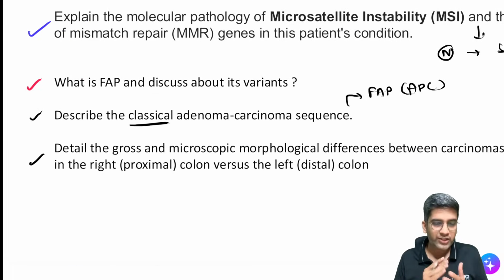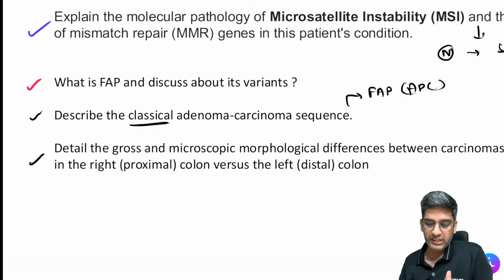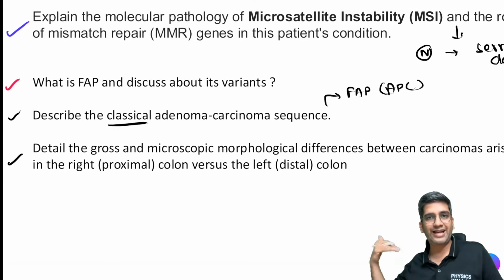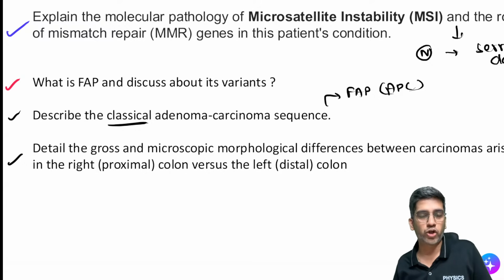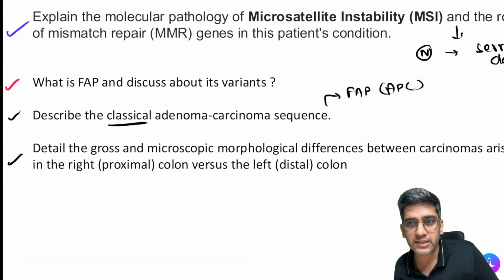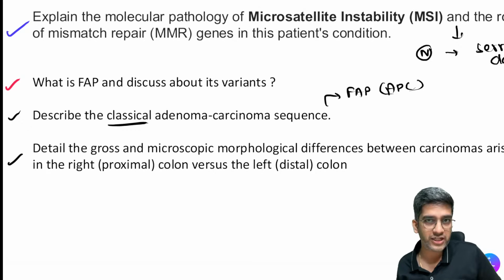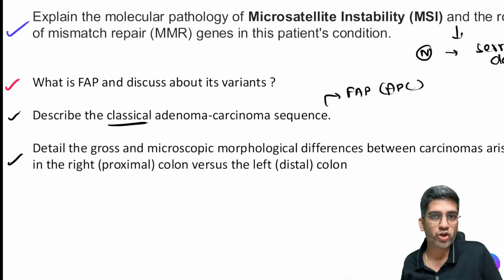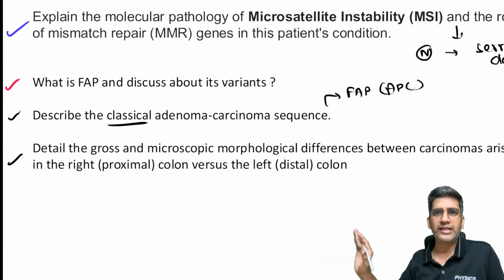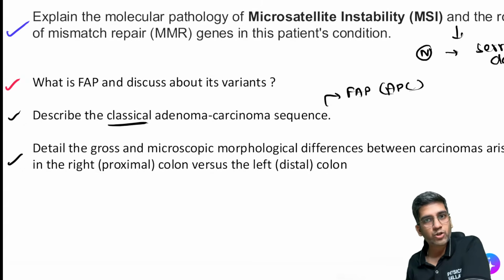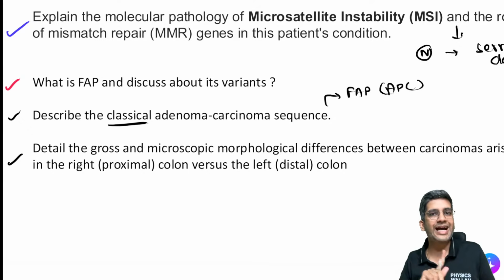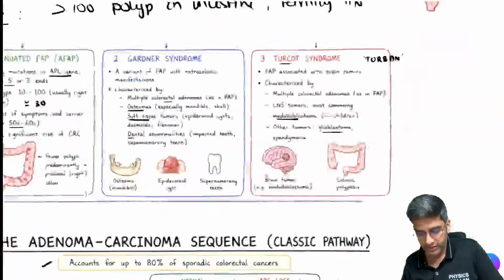Now let's come to the last part of this essay question. Give me the details of the gross and morphological differences between carcinomas of the proximal and the distal colon, that is, the right-sided and the left-sided colonic lesions. Someone asked whether I can tell that iron deficiency anemia means a right-sided colonic cancer. To some extent I said yes, possible, because right-sided and left-sided colonic tumors have a bit of difference, right? So what's the difference there?